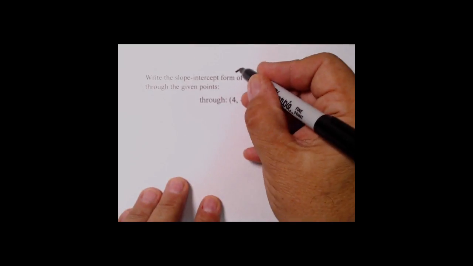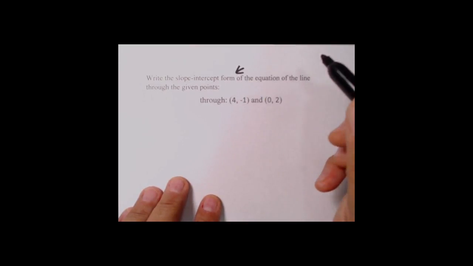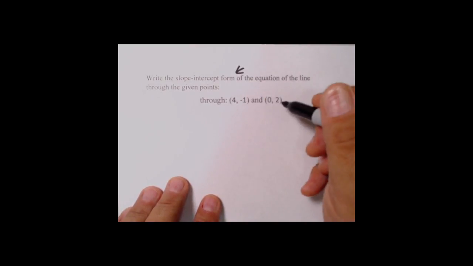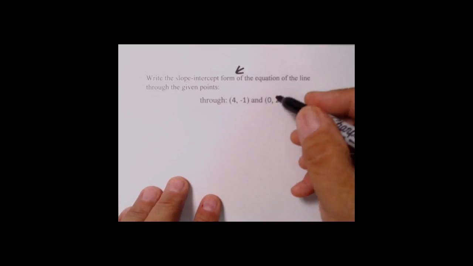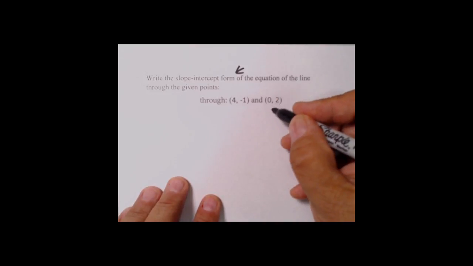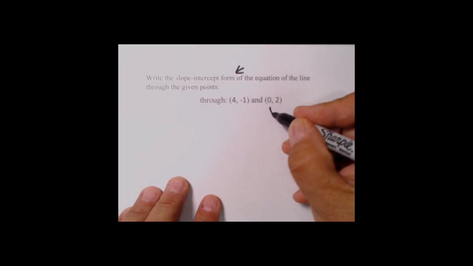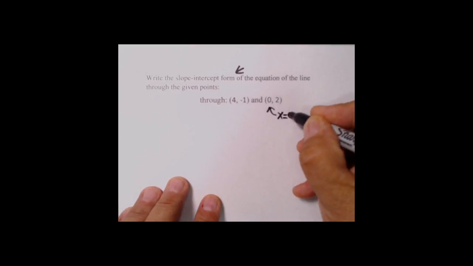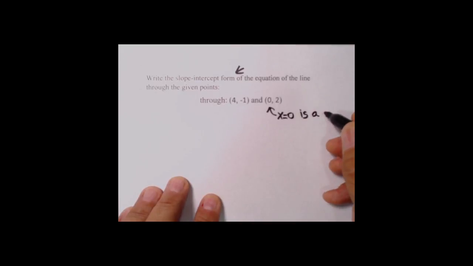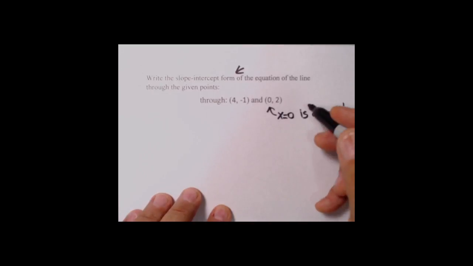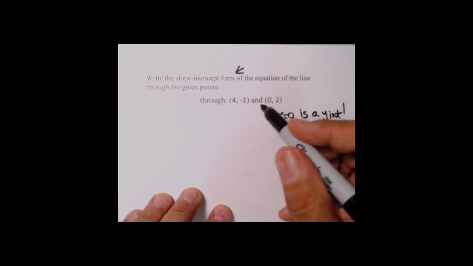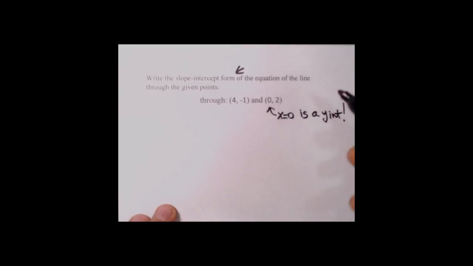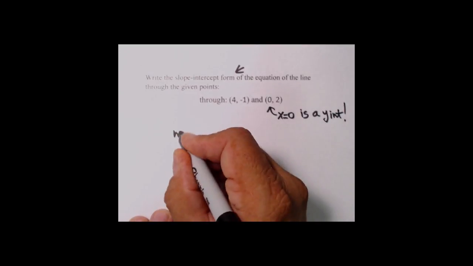Okay, here's one where they want the final answer in slope-intercept form. Now, actually, we're given a gift here, so let's make use of it. You see this second guy right here? This is x equals 0. So that means this is a y-intercept. Well, that being the case, we don't have to start with point slope. But we still, of course, have to find the m, so we don't get out of that. So let's do that first.